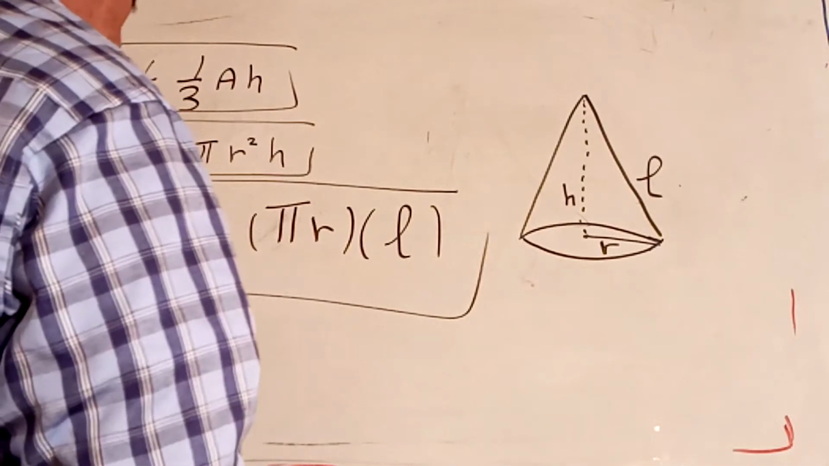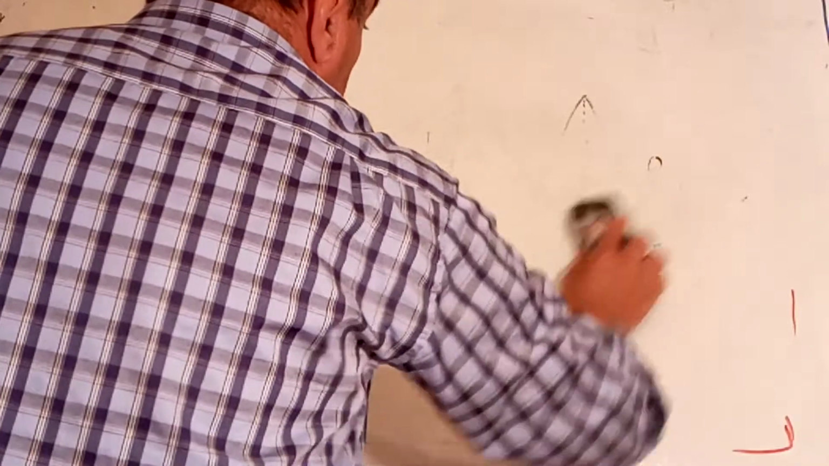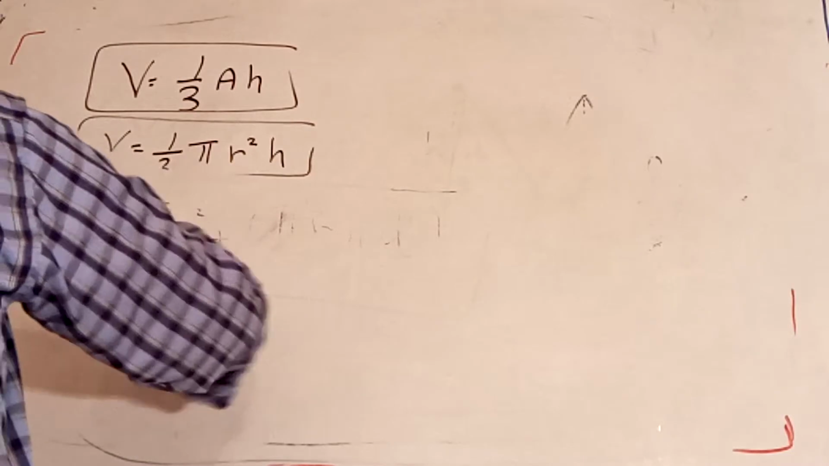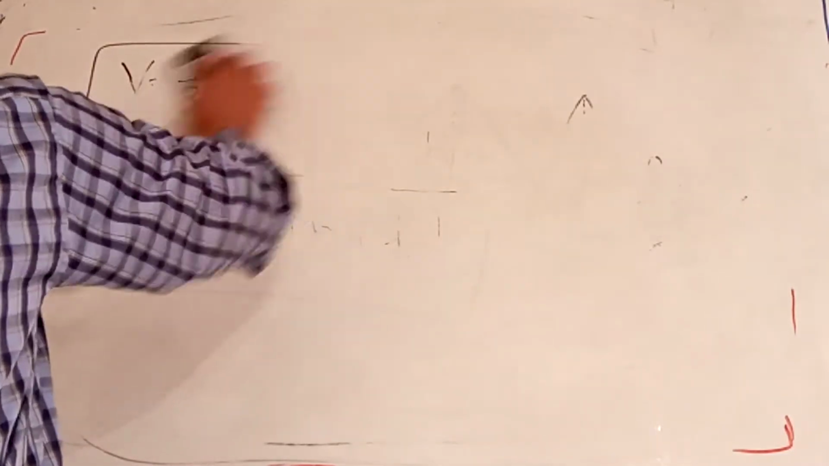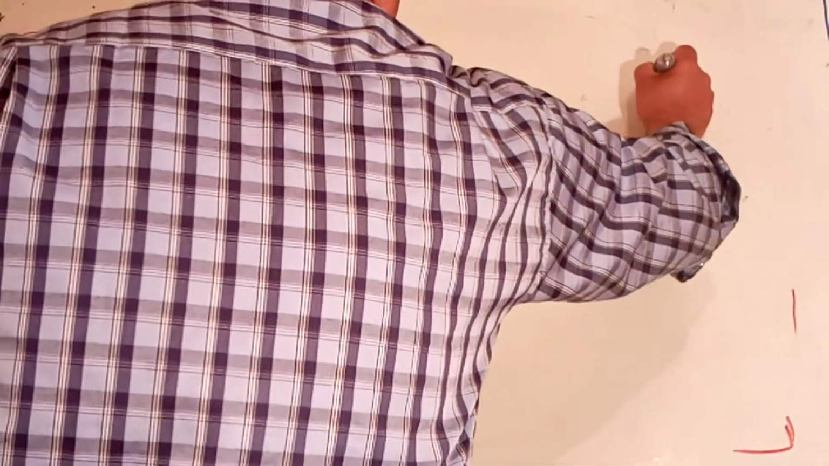Let's go to example number 18, on page 515. Let's do it together. Very easy subject. You cannot miss this one. Find the volume and the surface area of the cone.